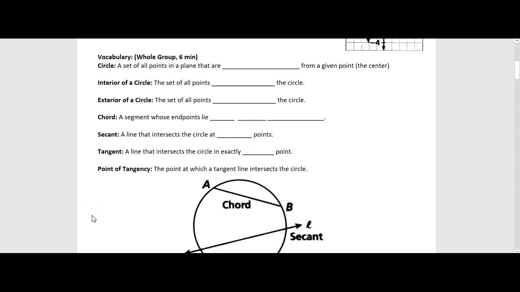So a circle, it's a set of all points in a plane that are equidistant from a given point. That point would be the center of our circle. Let's kind of sketch an example of what that means. That means if you take a point, just plot a point, and you choose a distance. Let's choose 1 inch. So you extend 1 inch away from that point, and you're going to do that in all directions.